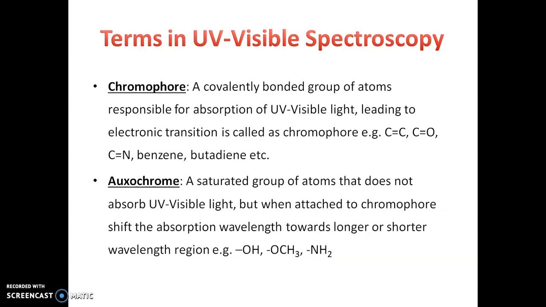That means it shifts the lambda max either towards the longer wavelength region or towards the shorter wavelength region. Examples of auxochromes are OH attached to the chromophore, OCH3, NH2, halogen, or any other alkyl group attached to the chromophore. Okay.